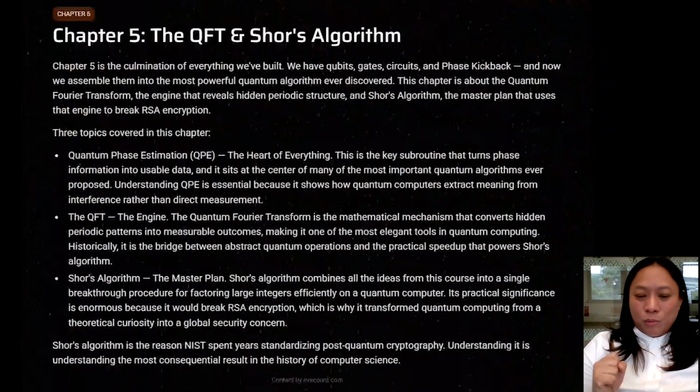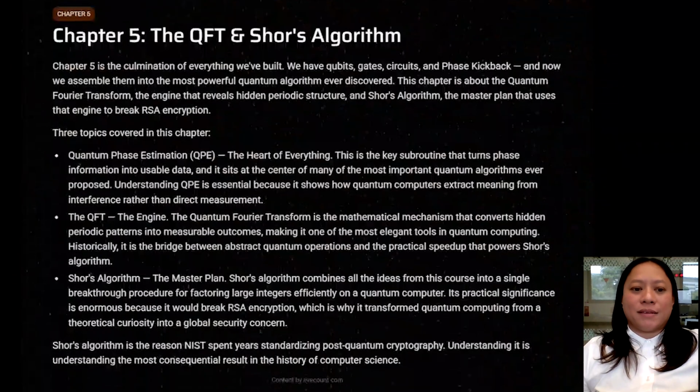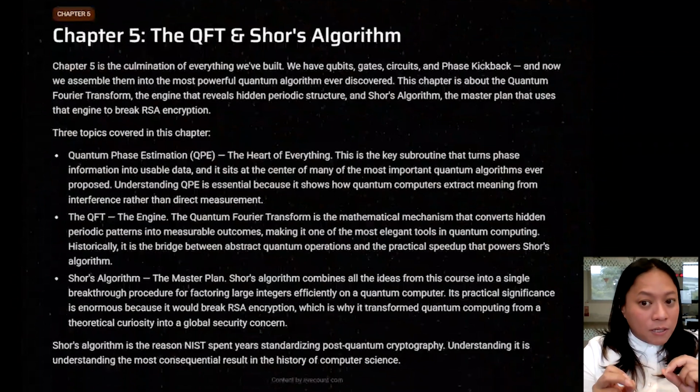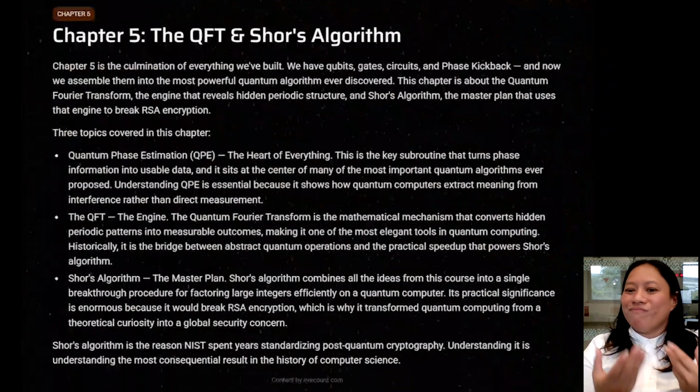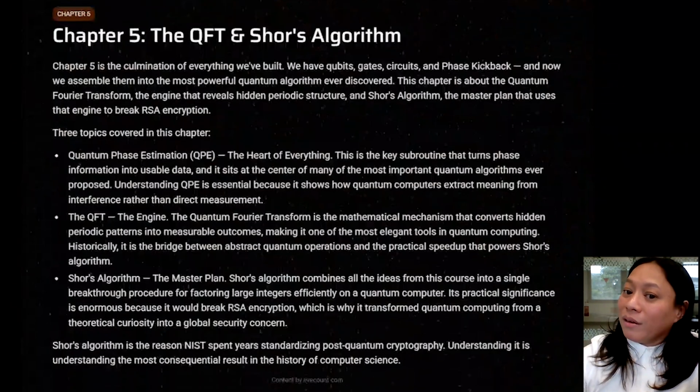So we've seen small speedups, right? That was in chapter 4. But now we're going for the master plan. This chapter is about the quantum Fourier transformation, QFT, and its crown jewel, Shor's factoring algorithm. If chapter 4 was about the trick, this chapter is about the engine.